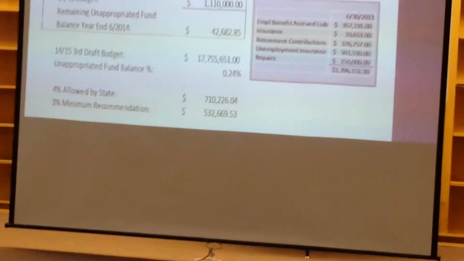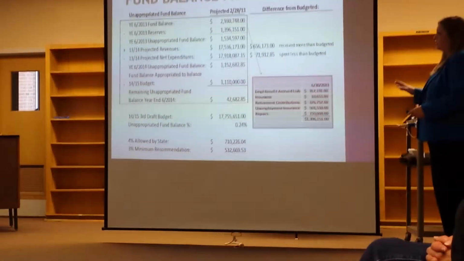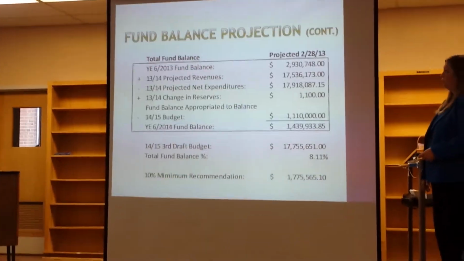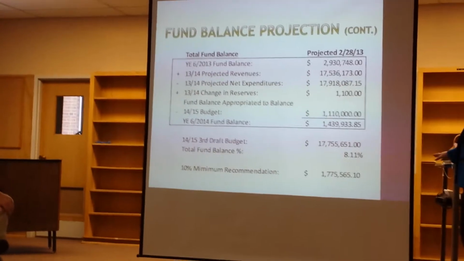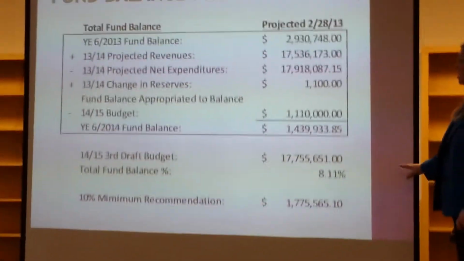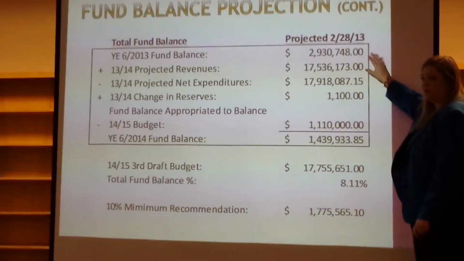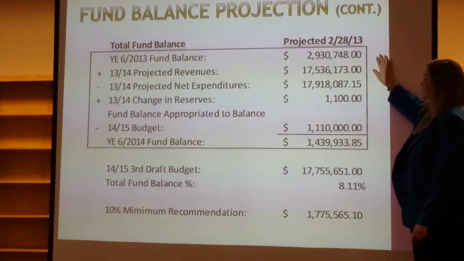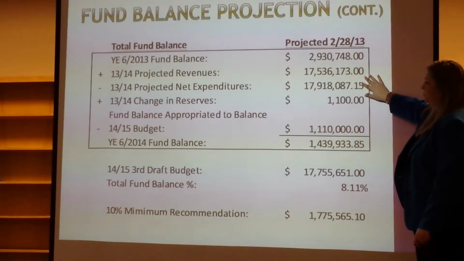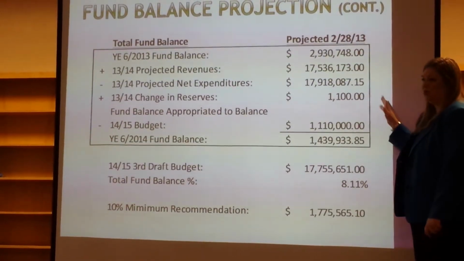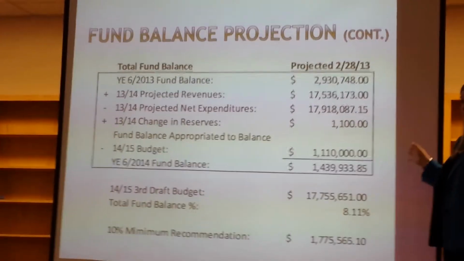So this is our unappropriated, the money that we can spend. In addition to wanting at least 3%, if not 4%, of the appropriated, the state will also look at our overall fund balance, and that includes our reserves. So here we had again the 2.9. We don't take out our reserves because now we want to include them and get an overall total. Our projected revenues, our expenditures, and then our change in reserves. That's just an estimation of possible interest that we'll earn in those reserve accounts.